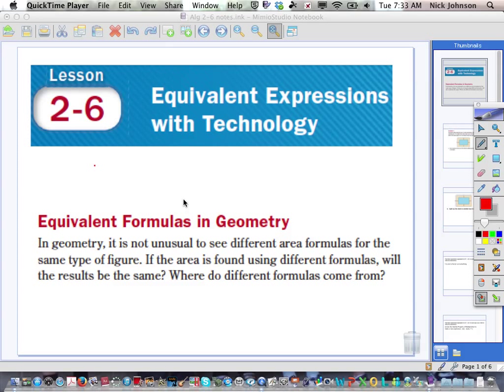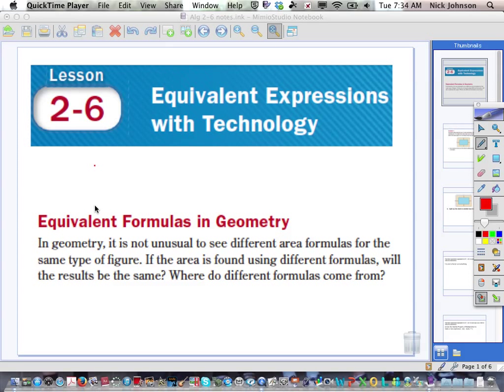So today we're going to talk about lesson 2-6, equivalent expressions with technology. If you remember yesterday, we put expressions on our calculator. We looked at our table to see if they were equivalent or not. If we graphed them and they lay on top of each other, they were equivalent. If you looked at your table and the y's matched up, the values that you got out matched up, then we determined that they were equivalent and so forth.